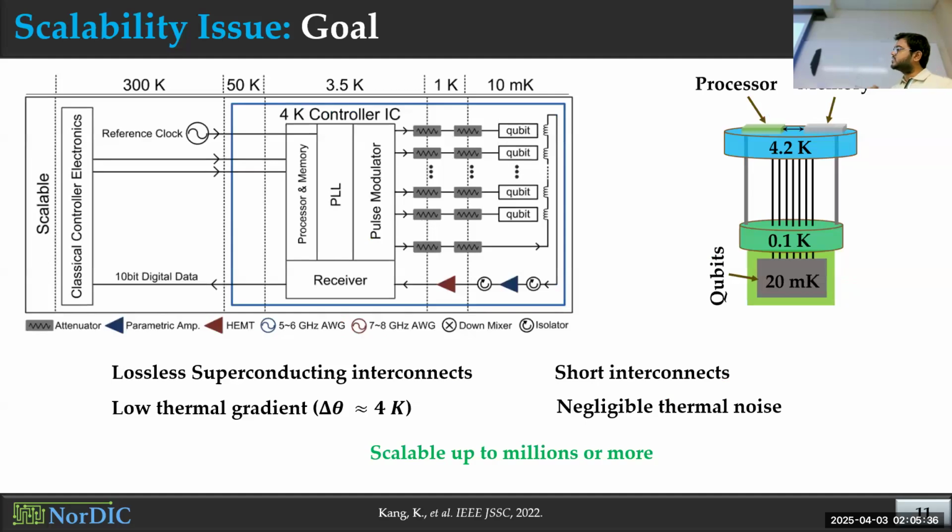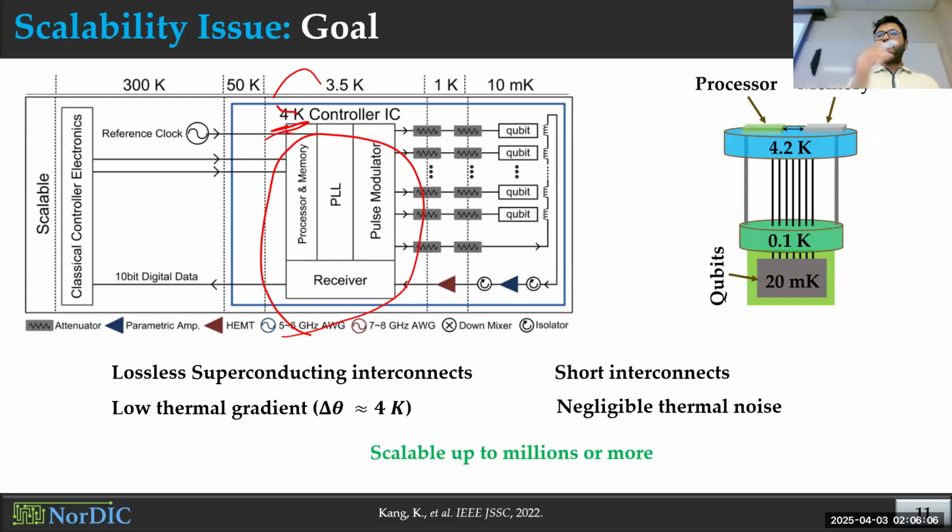That's why the goal is to take all these classical components to cryogenic temperature, more preferably 4 Kelvin, so that we can place them very close to the qubits. In that way, we will be able to reduce the amount of wires and interconnects that we need to make the connection. And another advantage we will get here: if we go to this 4 Kelvin temperature, we can use superconductors. So how many of you are familiar with superconductors? Right?